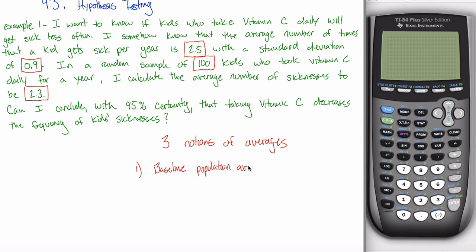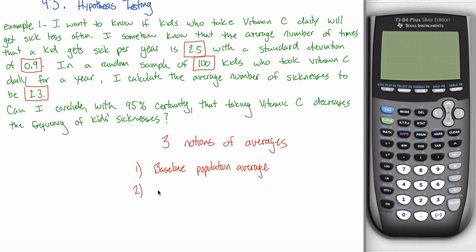The thing that I'm studying, vitamin C in this case, might get some results on it, but they're meaningless unless I have some sort of baseline number to compare it against. You can kind of think about this as like the control group and this the treatment group. Although this doesn't deal with a sample, this deals with the population. This baseline population average is one of the notions of averages that I have in these problems.